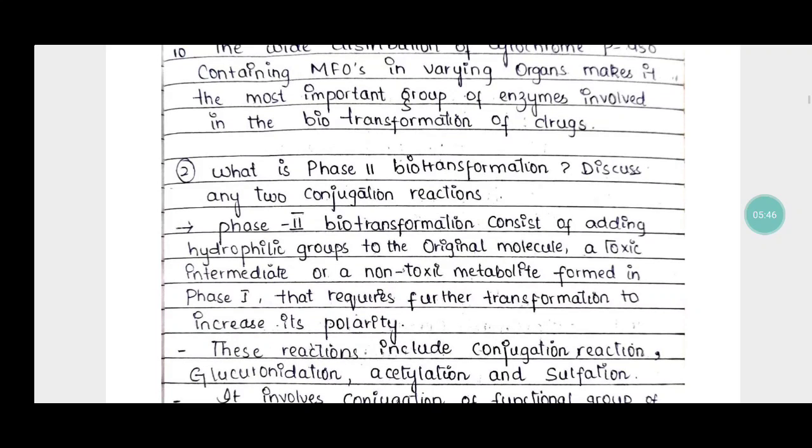So coming to the next question, what is phase 2 biotransformation? Discuss any two conjugative reactions. The answer is: phase 2 biotransformation consists of adding hydrophilic groups to the original molecule. A toxic intermediate or non-toxic metabolite formed in phase 1 requires further transformation to increase its polarity.